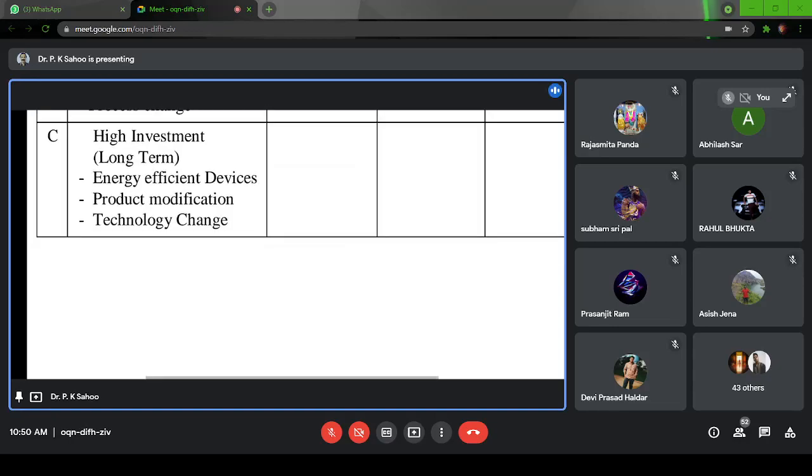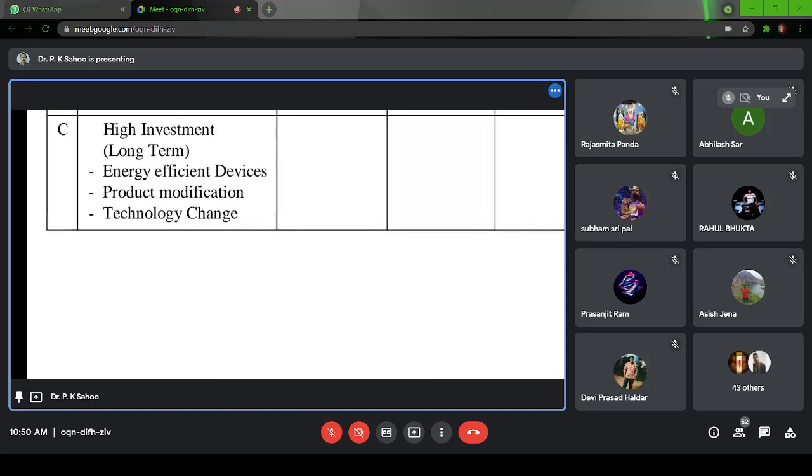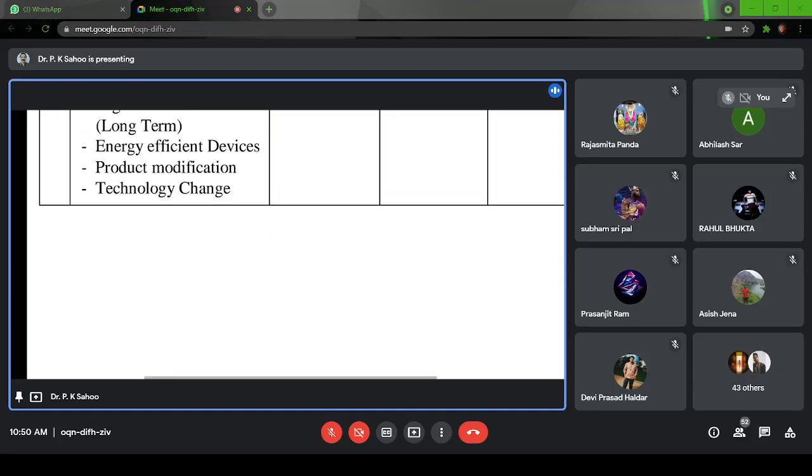Next, last one, C, that is high investment, long-term things. In the long term, what happens? The energy efficient device. Okay, you know the devices are there. So many devices are there everywhere. So what are the devices? Energy efficient devices.